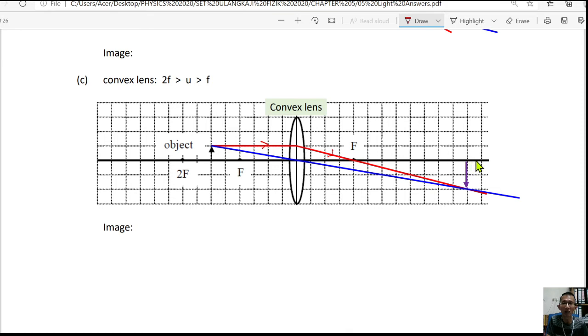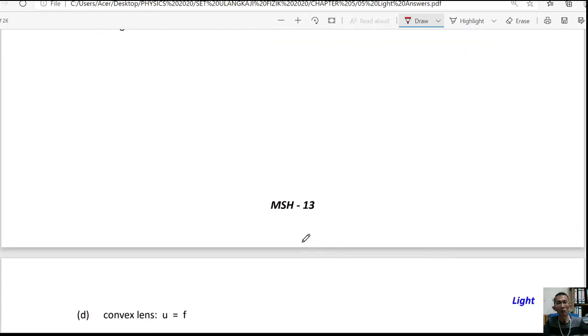And then lastly, determine the characteristic of the image. I can see it's larger. The image is larger than the object, so it is magnified. And then it is also inverted, upside down, right? Inverted. And then real or virtual. Again here it is real because the image is on the other side. All right. Now we move on.